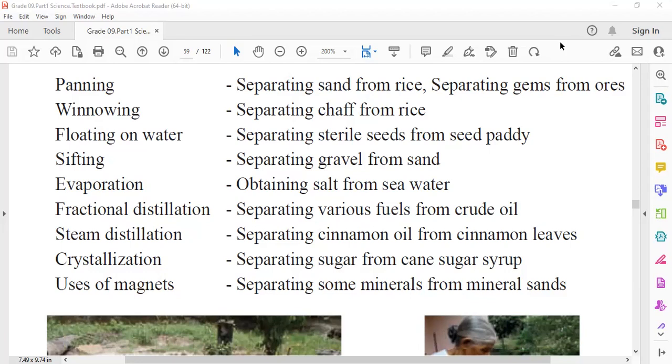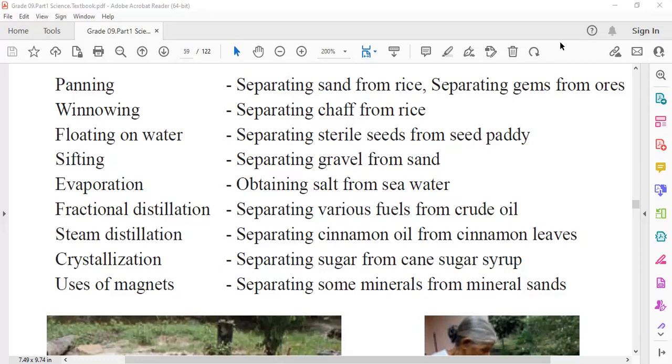Steam distillation, that is mainly used for the extraction of essential oil. We'll talk about that in grade 11 as well, because we talk about them in the syllabus. Crystallization comes with a little bit of technical terms. We have to know about the saturation of liquid and solubility of liquids. We will talk about that also in grade 11, right? So that is simply done to form sugar crystals from sugar syrup.